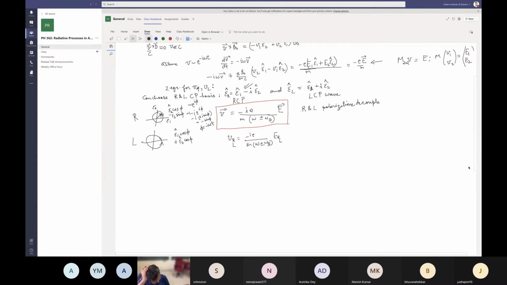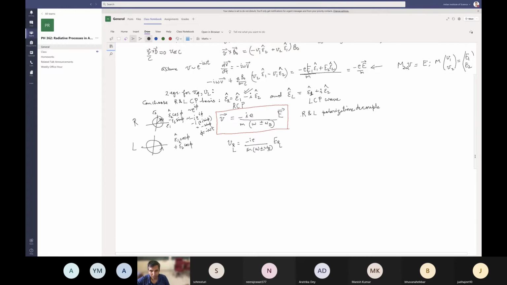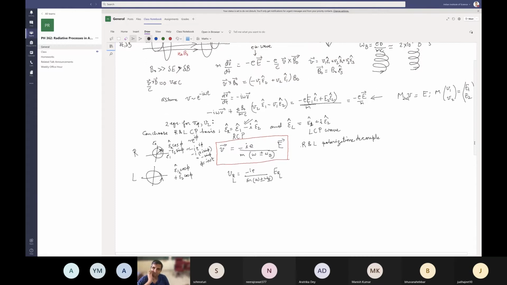Okay, so any question on this? No, sir. Right. So the idea is that if you have a linearly polarized wave, a linearly polarized wave can actually be written as the sum of an R polarized wave and an L polarized wave.